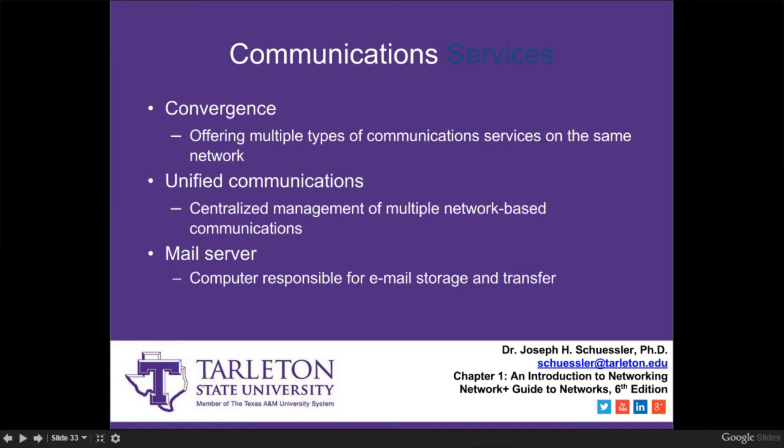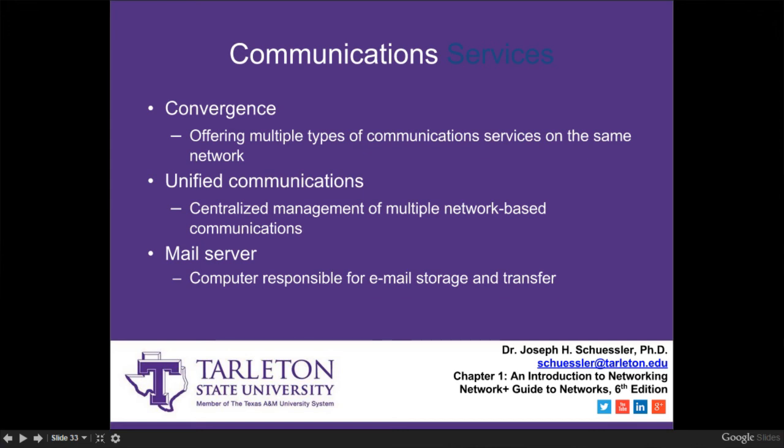Communication services is referring to our ability to use our computer to communicate. So there's this concept of convergence and unified communications, and these are kind of related. Convergence is offering multiple types of communication services on the same network. Unified communications is centralized management of multiple network-based communications. So it's this idea that we can have an application in which we manage email, fax, telephone calls, all within the same environment. And it's real convenient to have all of that stuff in one place.